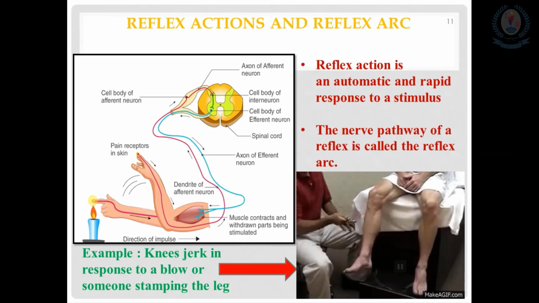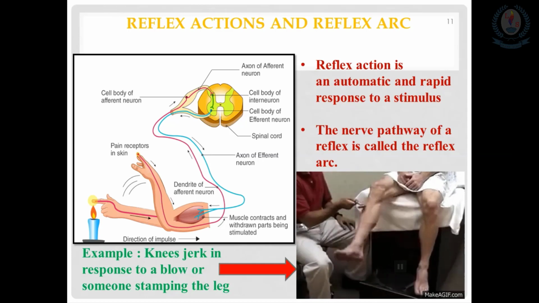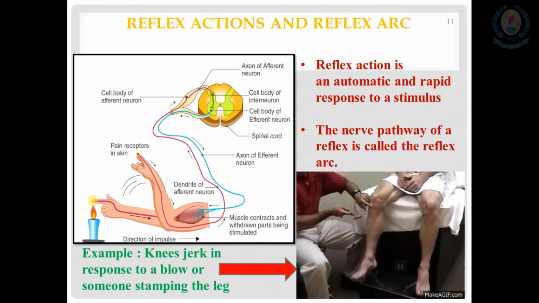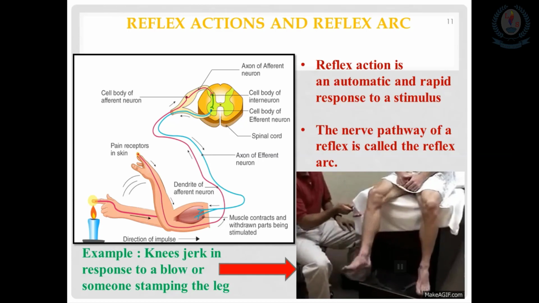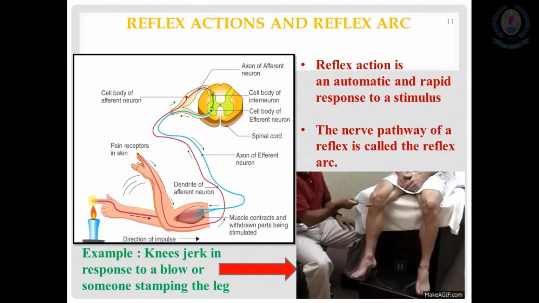Even though in most cases, the brain actually makes decisions about what we do, in the case of reflexes, there is no decision making by the conscious part of the brain. This makes reflexes automatic and rapid. So, they help us to protect ourselves from any dangerous situation.